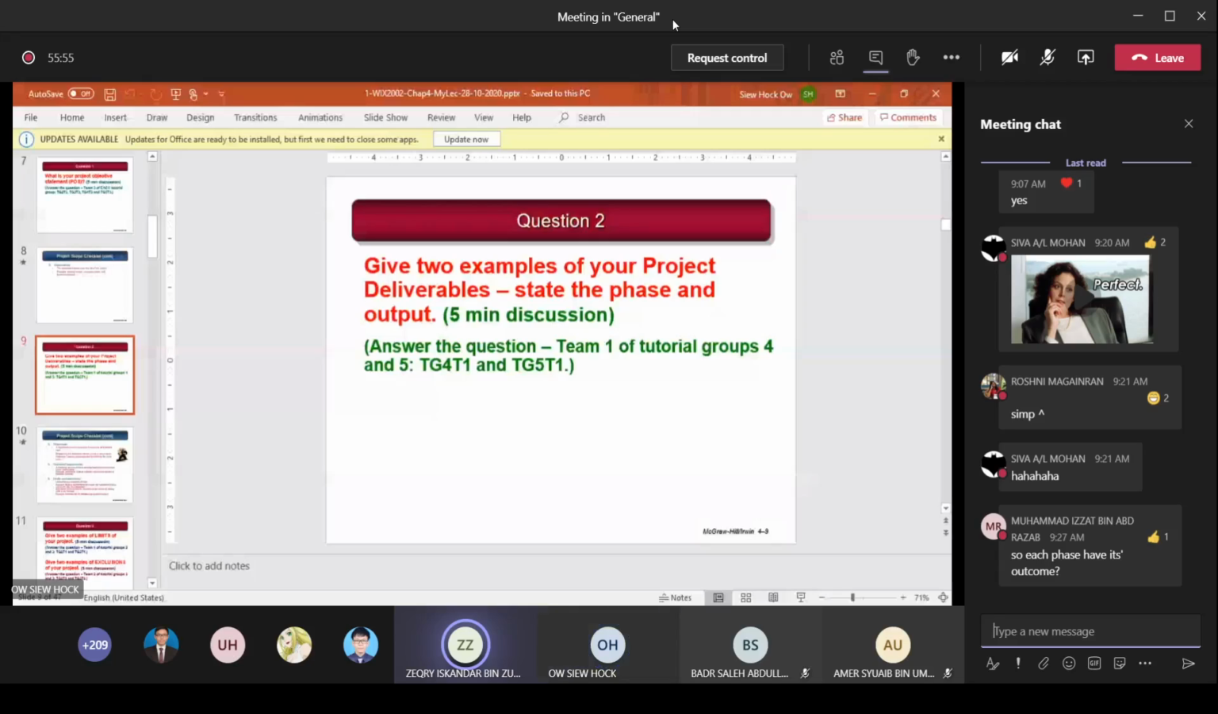So my team is team TG3T3. Okay. So for our projects, I have listed down 5 phases, which are sample selection, design, assessment, analysis, and report. So for sample selection, the deliverables are the faculties for each respondent and the number of respondents by faculties. Is that correct? Good. Yes, good. Okay, and then for the design, the deliverables is the survey, the list of survey platforms to be used, and also the survey question.